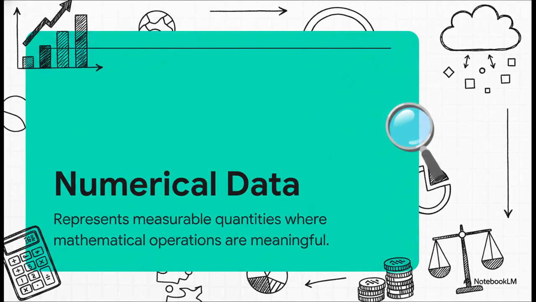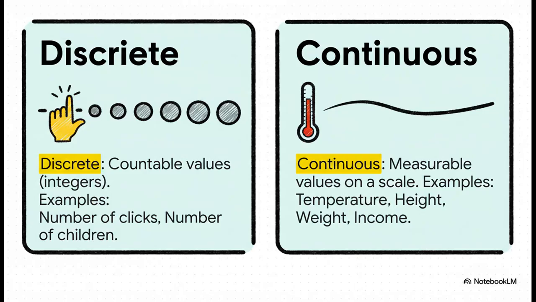And now, let's get to the one we're all familiar with: numerical data. These are your classic numbers, things you can actually measure and, you guessed it, do math on. You can calculate an average, a sum, a standard deviation, and it all makes perfect sense. Now, numerical data itself actually comes in 2 main flavors. First, you have discrete data. This is anything you can count in whole numbers, like the number of clicks on a website. You can have 3 clicks or 4 clicks, but you can't have 3.5 clicks.